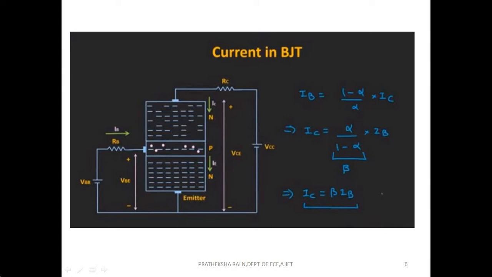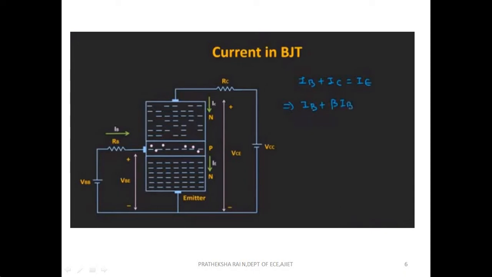So from this we can say that IB plus IC is equal to the emitter current. That means base current IB plus beta times IB is equal to IE. That means the emitter current IE can be given as beta plus 1 times IB. So this is the relationship between the base current, emitter current and the collector current.